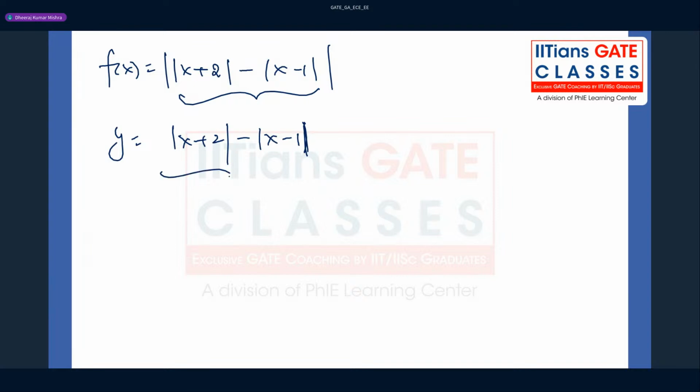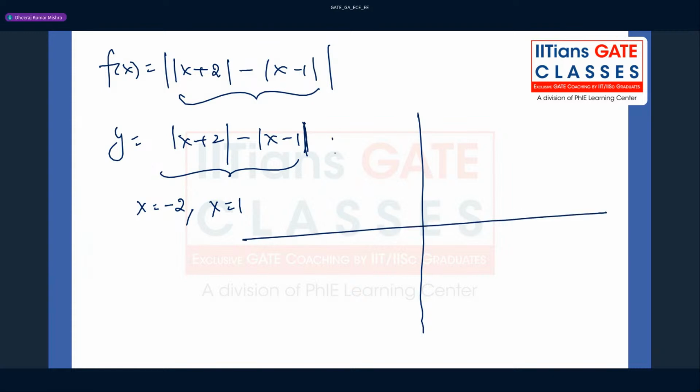If you try to plot this, first of all you can find the critical points. This is nothing but x equal to minus 2 and x equal to 1, right? So you just draw it. You see here, this is x equal to minus 2 and this is x equal to 1, right?